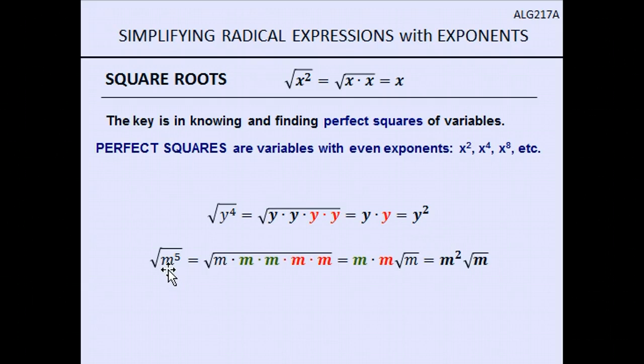Now here we have m to the fifth. That means we have 5 m's. And again, we're looking for pairs of m's. So we can have this pair, and we can look at this pair, which means we take out 1 m for this pair, and that's this one. We take out 1 m for this pair, and that is this one. And we are left with 1 m inside. So we have 2 m's out, 1 m in, which means our answer is m squared times the square root of m.